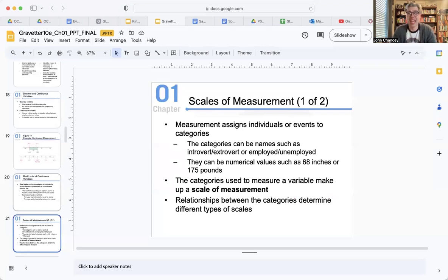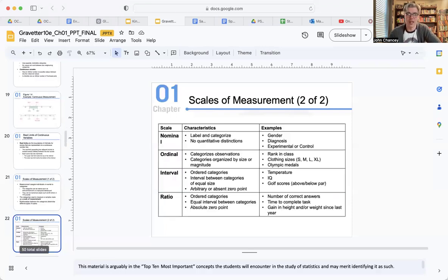We also have different scales of measurement, where measurements assign individuals or events to categories. Categories can have names. They can be qualitative in nature, having names, being introverted or extroverted, unemployed, employed, for example. They can also be numerical values, your height, 68 inches, or your weight, 175. But the categories used to measure a variable make up what we call a scale of measurement. And that's what we're going to take a look at on the next slide.